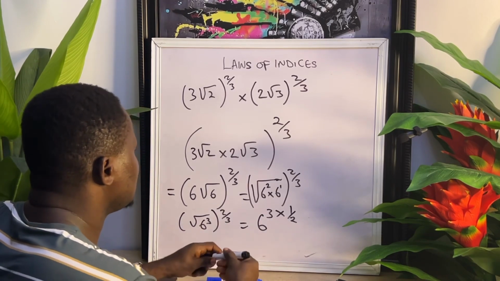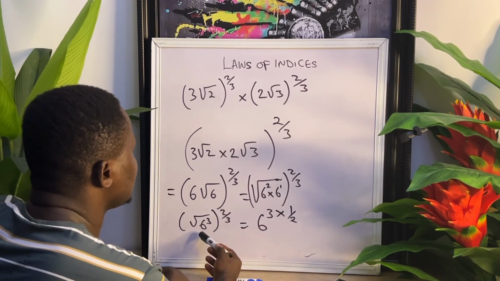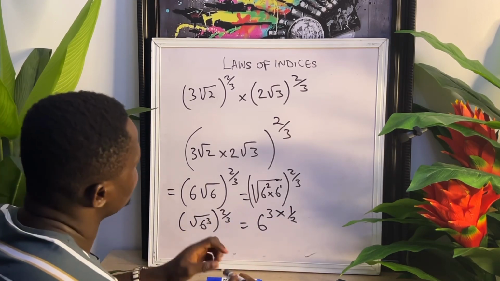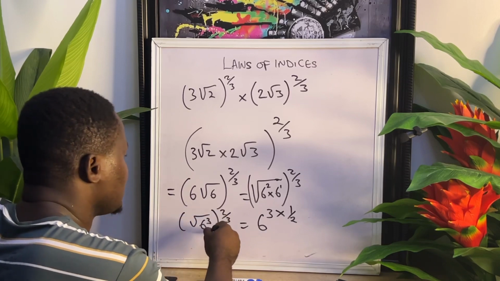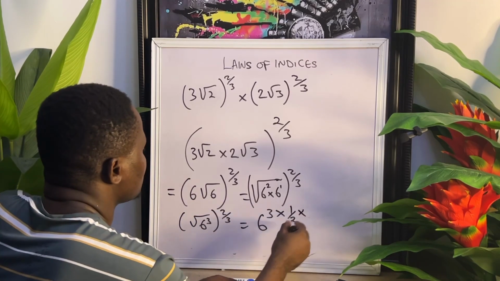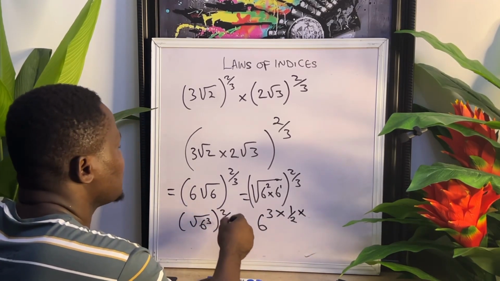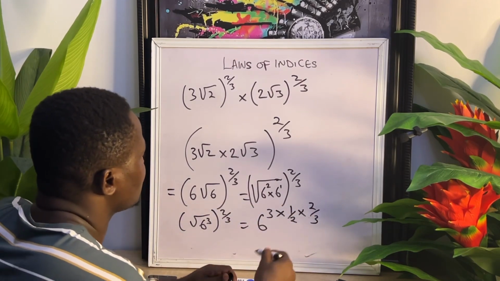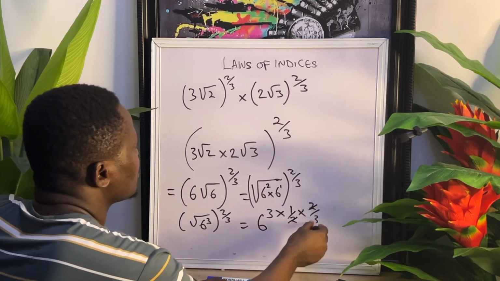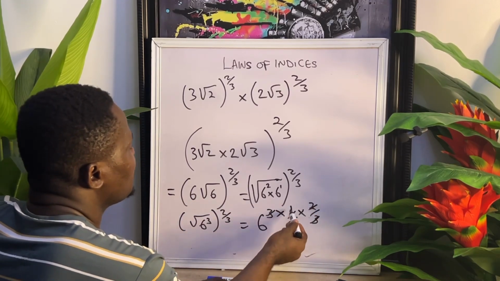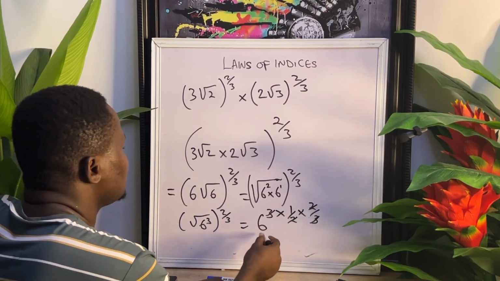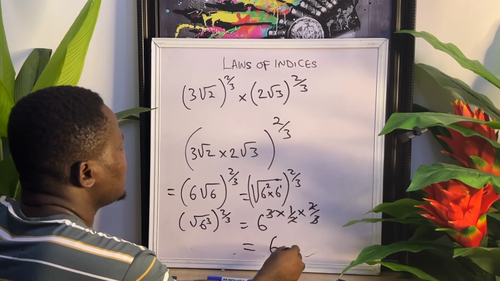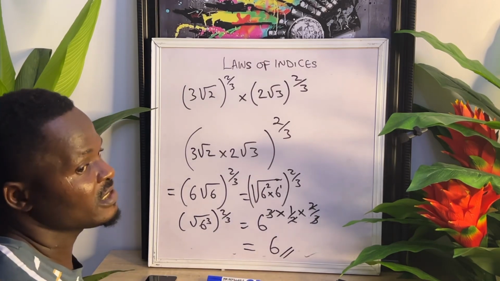Therefore, this 3 is the old power that the 6 had. And this 1 all over 2 is now the square root. And then there is bracket, which also stands for times. And the former power here outside the bracket is 2 all over 3. At this point, 2 cancels 2, 3 cancels 3. Left over is 1. Then this is 6 raised to power 1. And 6 raised to power 1 is the same thing as 6. Our final answer is 6.